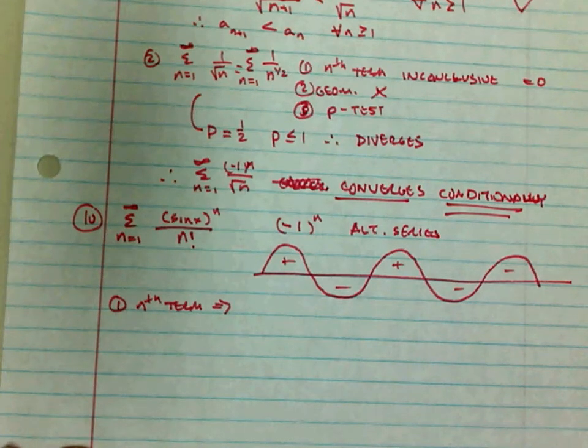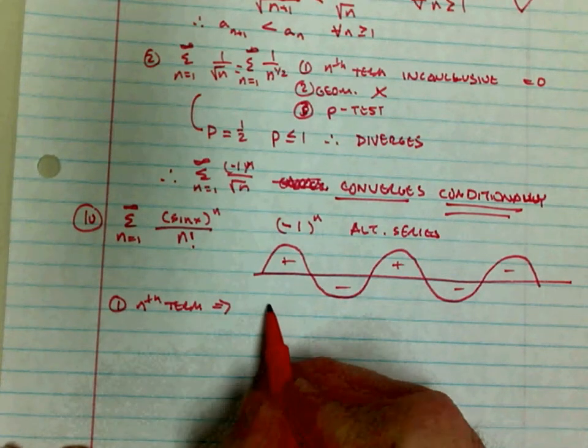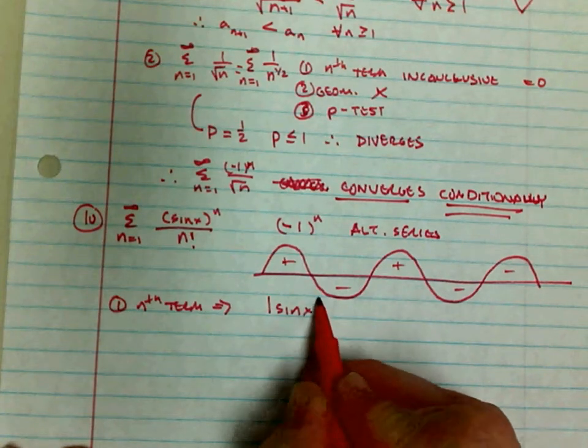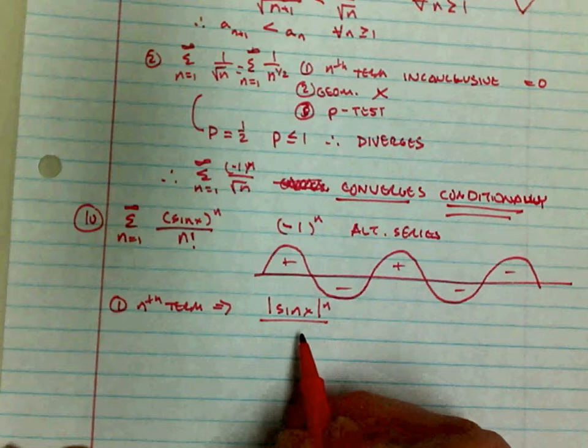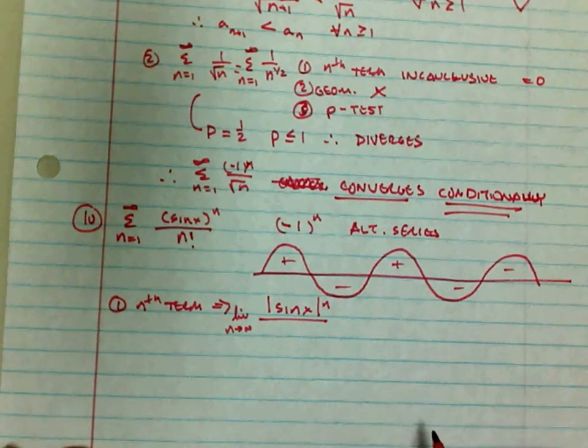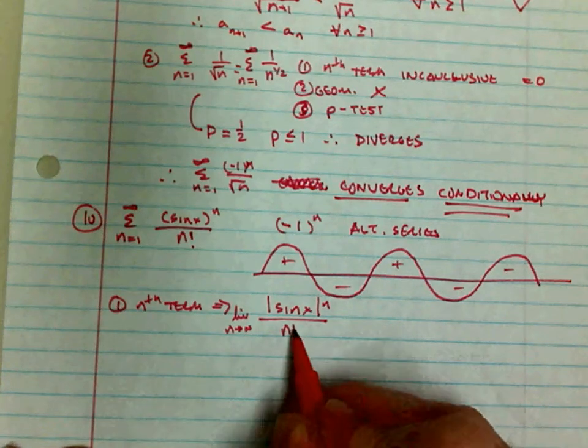In this one, we're going to do just the absolute value of sine of x to the nth power. And again, this is the limit as n goes to infinity. We're going to look at that nth term, over n factorial. Well, that's going to be 0 because think about it.